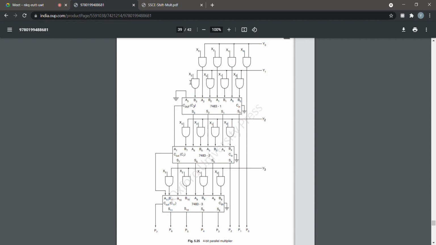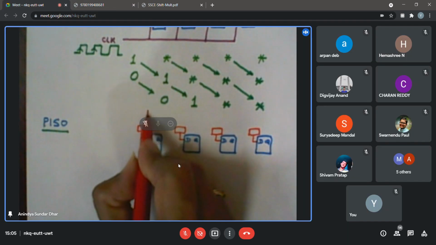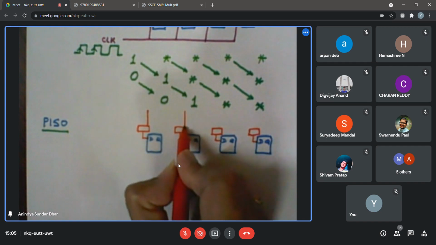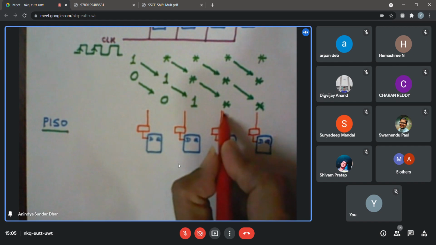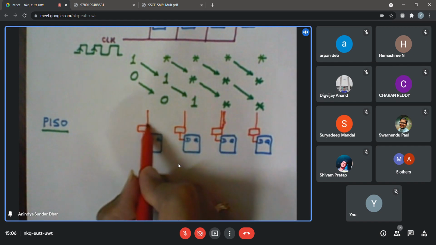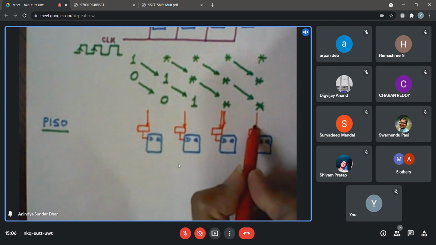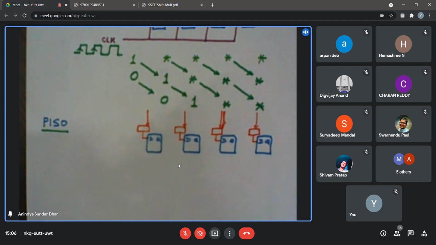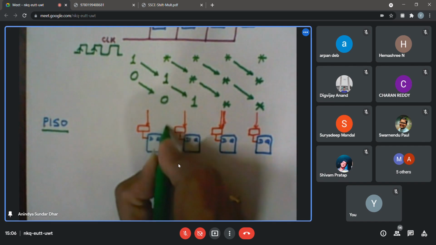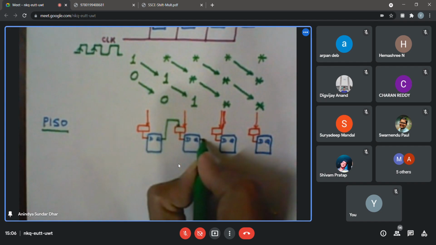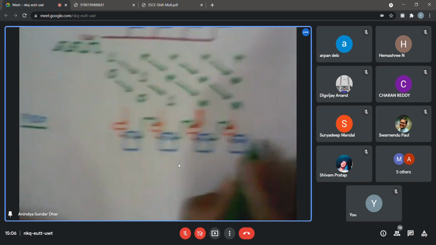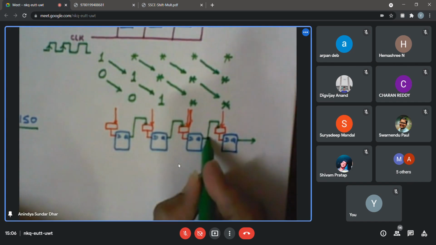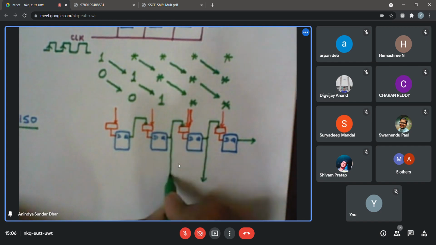Let me draw it. Either I can choose from the red line, which is coming from outside, or it is connected from the output of this flip-flop. So probably now it is apparent, right? And I have all 4 outputs.